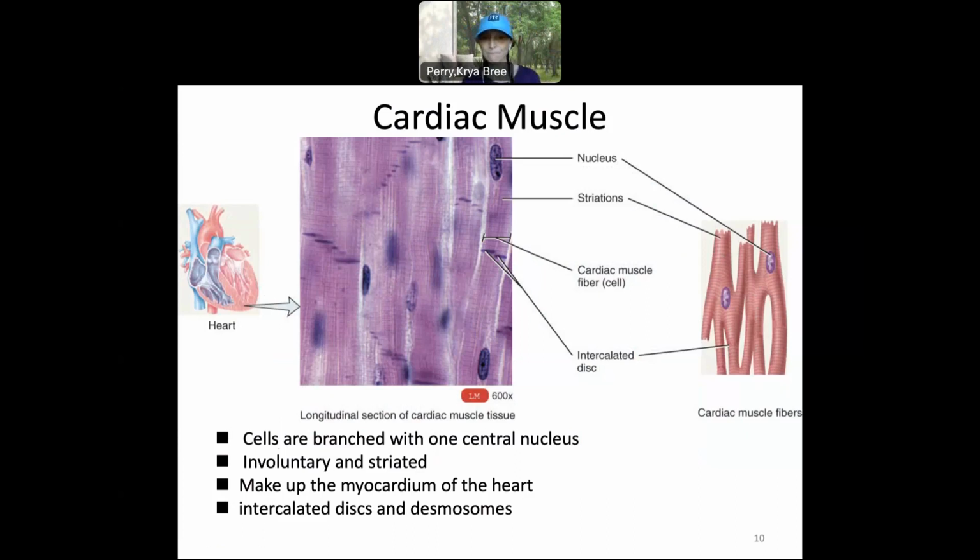Okay. So those are those intercalated discs. You don't have to know what the intercalated discs are, but I always think it helps to know why we have them. They're important because they hold those cardiac muscle cells together, and they also pass ions and allow them to contract together at the same time.